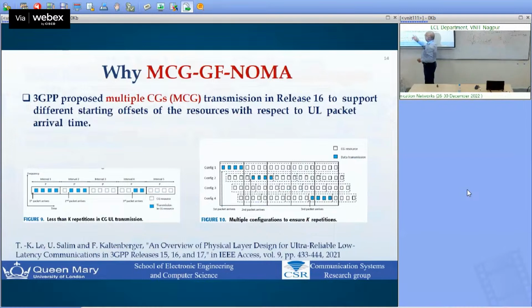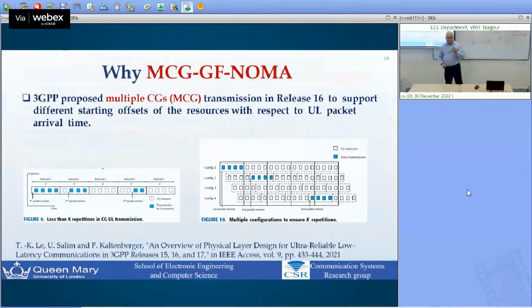If a packet arrives in the middle of this one, it will take configuration 3, because configuration 3's interval start time is there. Here the interval starts only at one fixed place, but here we have different configurations with different interval start times. So what is going to happen? It will select a particular user equipment.